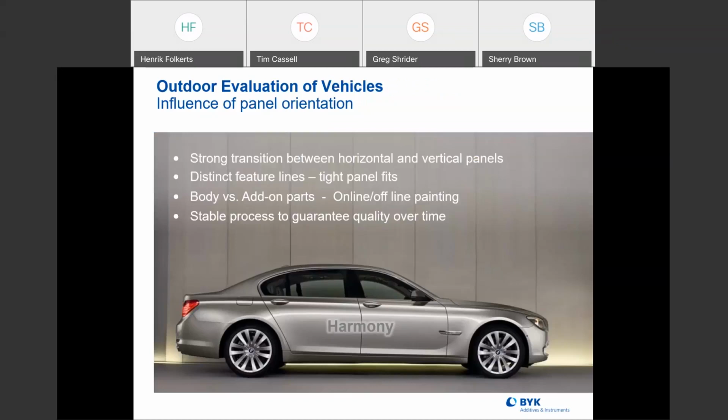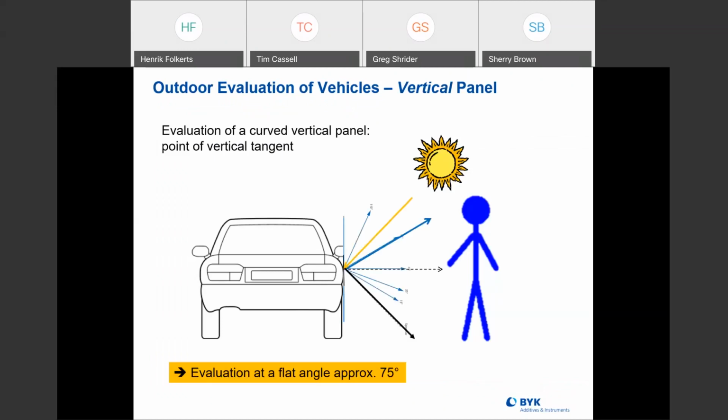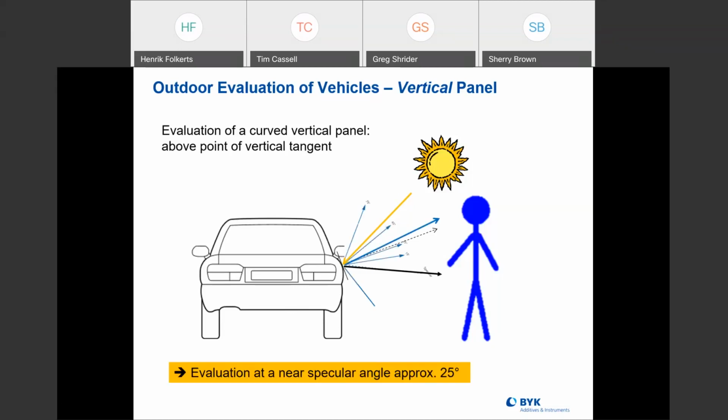So we want to achieve harmony on the vehicle, and obviously the main harmony points are the fascia to body, and this gives us a stable process over time. So when we look at these different parts, we want to keep a few things in mind. So if I look at where the fascia to the body meet, and it's a curved surface, but it's a vertical surface, and I'm looking straight on, so tangential to the vehicle, and the panel's flat, as you can see in the picture, and my sun's here, I'm looking at approximately the 75 degree angle when I evaluate it on the flat surface. If I look more at the top of this where it's more curved, I'm looking at around the 25 degree angle. So those are very different.